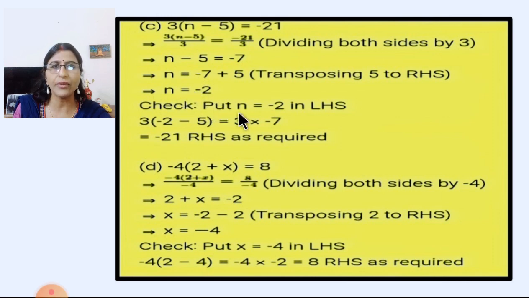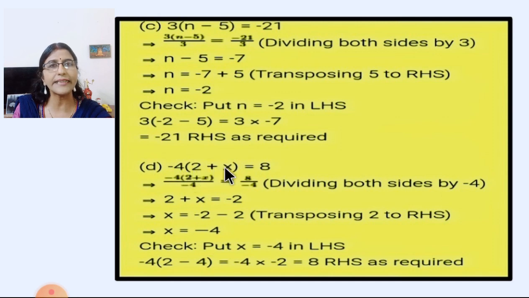If you want, you can substitute the value of n in this equation and see whether you are correct or not. So here you can see we substitute 3 in bracket, minus 2 and minus 5. When you add this, you will get minus 7. 3 into minus 7 is minus 21. So you can see on RHS also minus 21 is written. So we are correct.